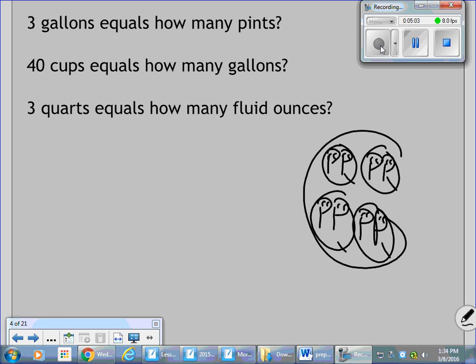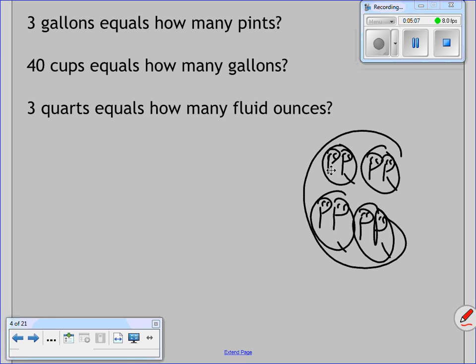So 3 gallons, I have how many pints? Well, how many pints are in 1 gallon? I've got 1, 2, 3, 4, 5, 6, 7, 8. There's 8 in 1 gallon. So in 3, 8 times 3 gives me 24. 24 pints. 40 cups equals how many gallons?